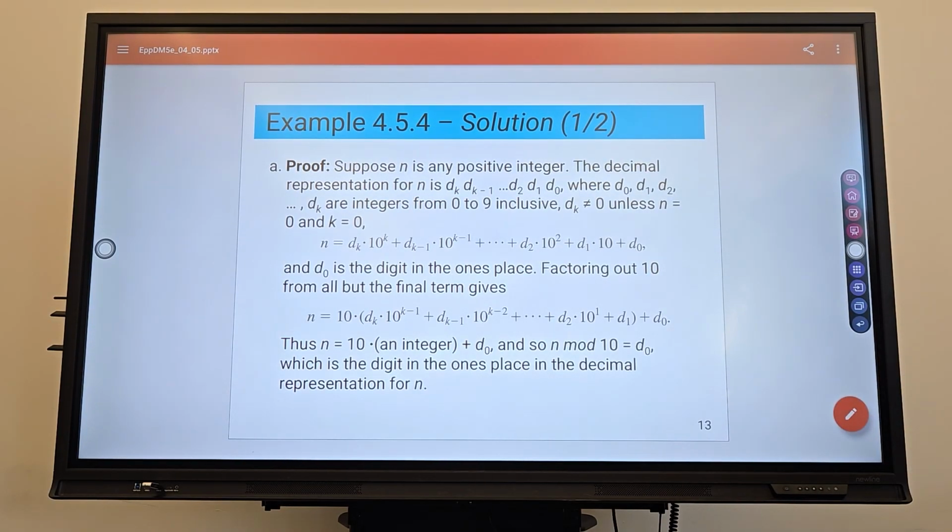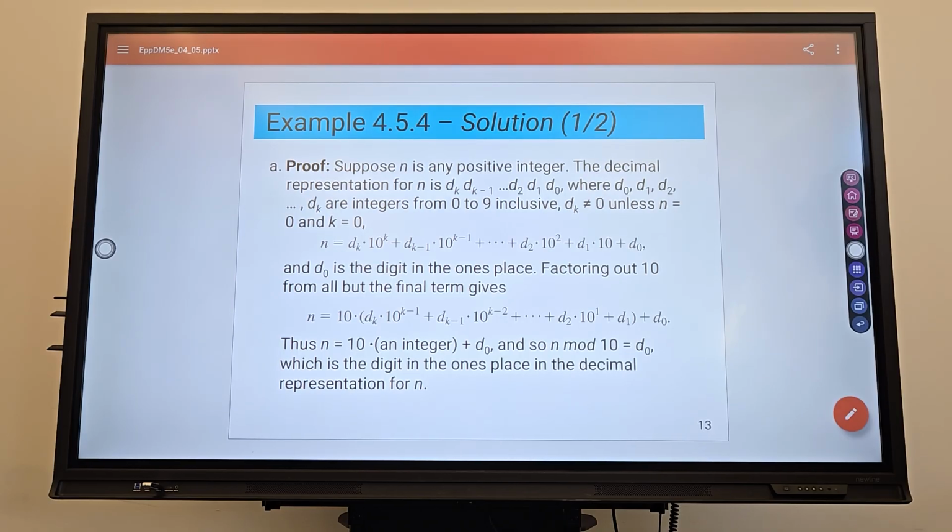Proof. Suppose n is any positive integer. The decimal representation for n is d sub k, d sub k minus 1, d sub k minus 2, etc., down to d sub 2, d sub 1, d sub 0, where d sub 0, 1, 2, 3 to k are integers from 0 to 9 inclusive, and d sub k is not equal to 0 unless n equals 0 and k equals 0.